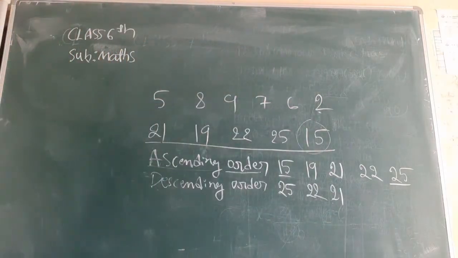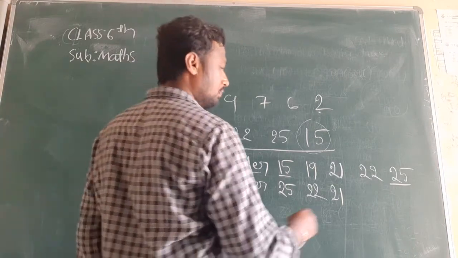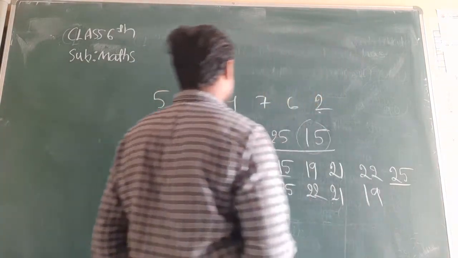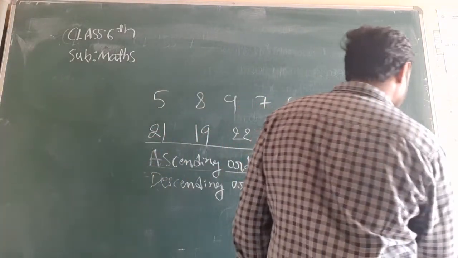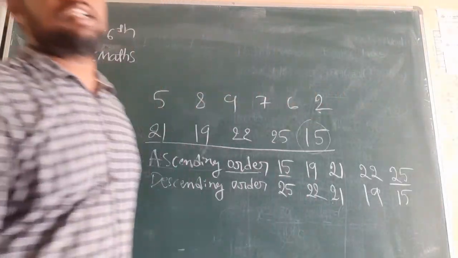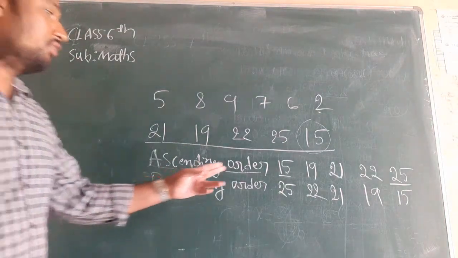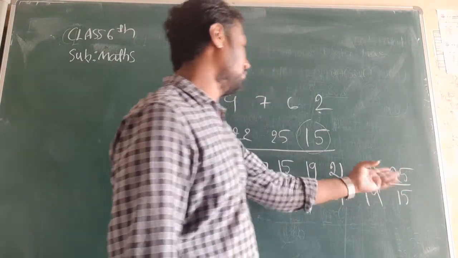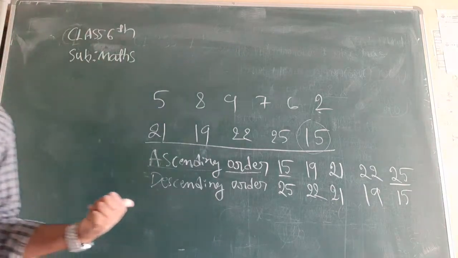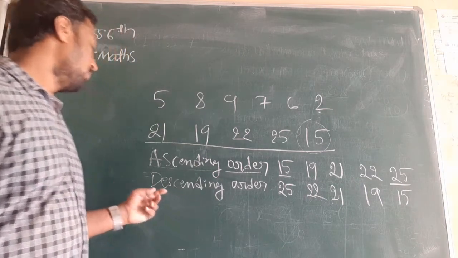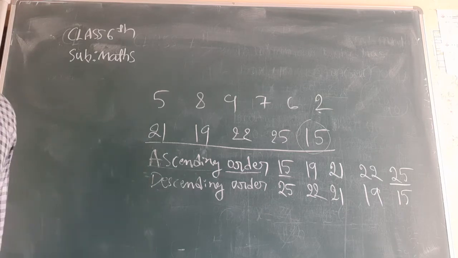Next, after 21, which is the greatest value? 19. And after 19, what do we have? 15. This is called descending order. This is the reverse process of ascending order. You can see here 15, 19, 21, 22, 25. If you write these numbers in reverse order, you will get descending order here. So descending order means arranging the numbers from greatest to smallest.